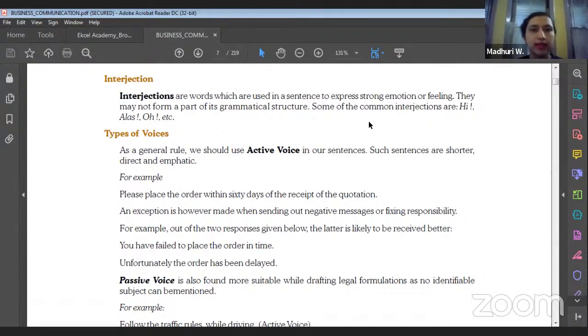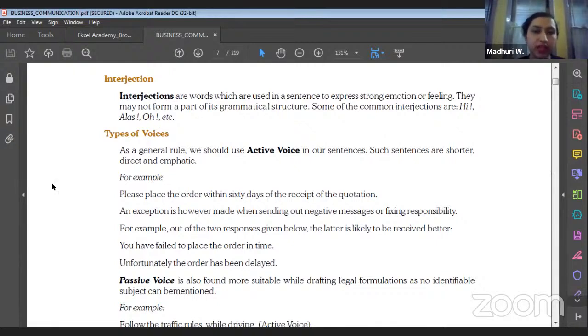Or if I don't understand something, I say, oh, okay, oh, you know, maybe I didn't understand it. Oh, or it could be a surprise as well, right? Like, oh, wow, you know, it could be a surprise. It could also be to express shock, surprise, even sometimes sadness, right? Like you say, alas, the king is dead, right? You're very sad about it. It's just basically short words which help express a very strong feeling or emotion.